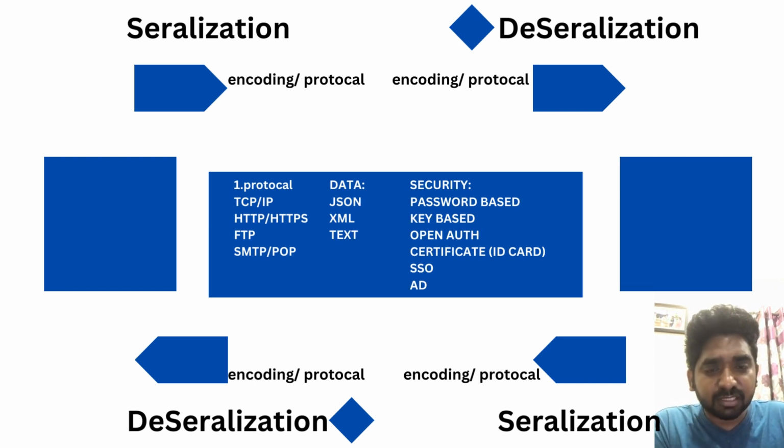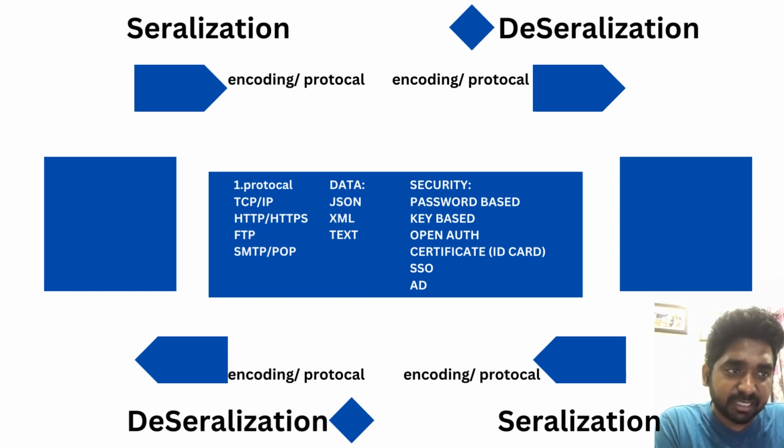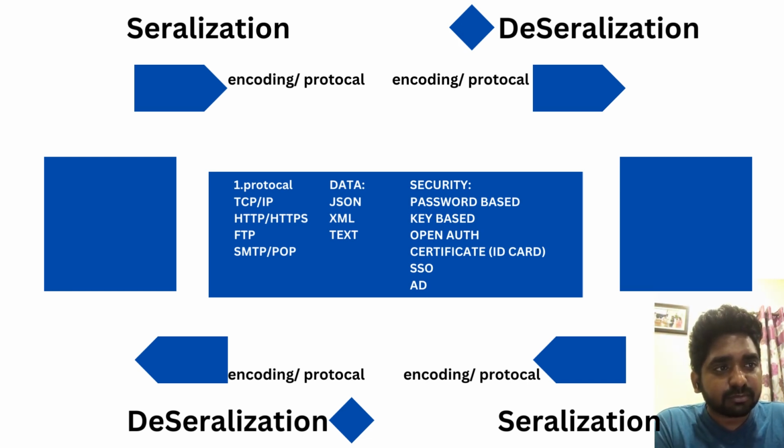Protocol is nothing but, for example, HTTPS or HTTP or TCP/IP, FTP or SMTPS. Data, we usually use JSON or XML. We rarely use text data. In securities, we usually go through password-based securities. For example, any login service which uses a username and password is called password-based security.